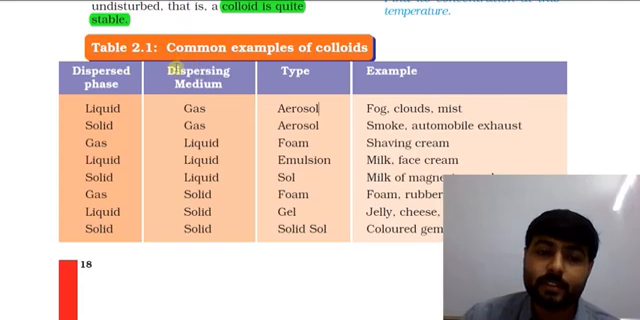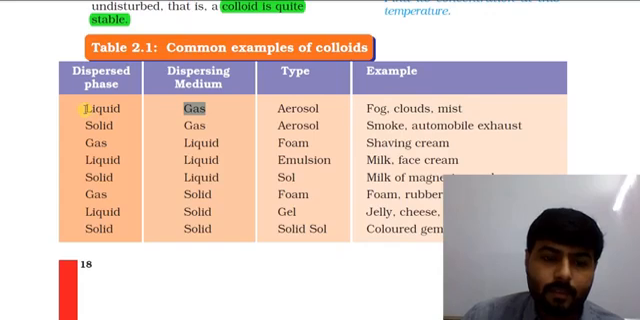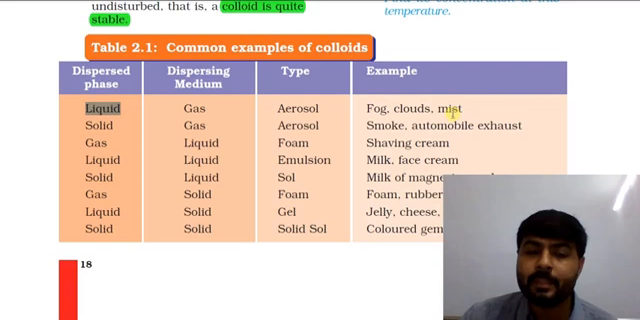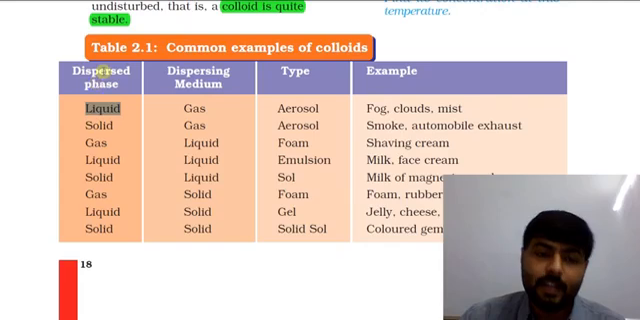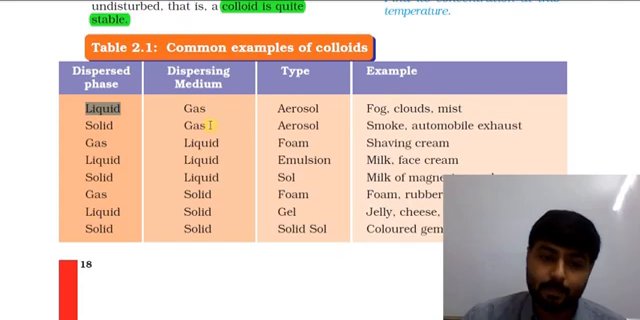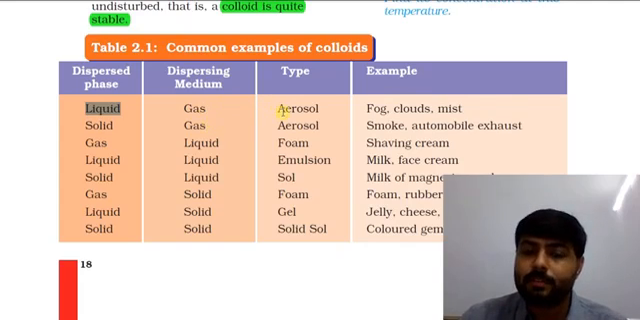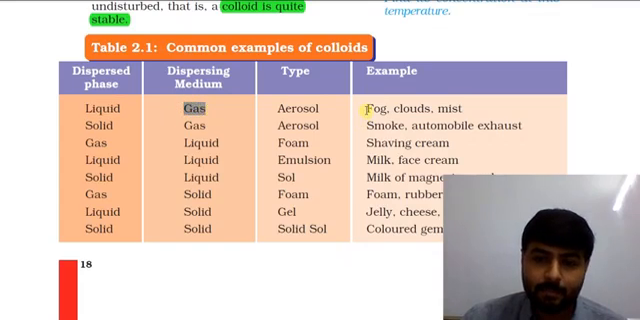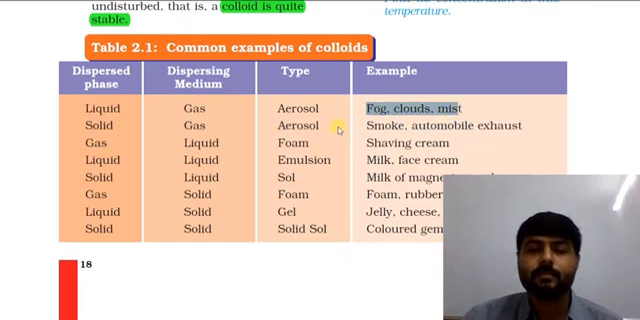So you can easily predict that this is aerosol, which means something is mixed with air. Air is gas, so the dispersing medium is gas, and in gas the dispersed phase is liquid. So in fog, cloud, mist, the liquid, which means the water particles, is the dispersed phase. Gas, that is air, is the dispersing medium, and this type we call aerosol.